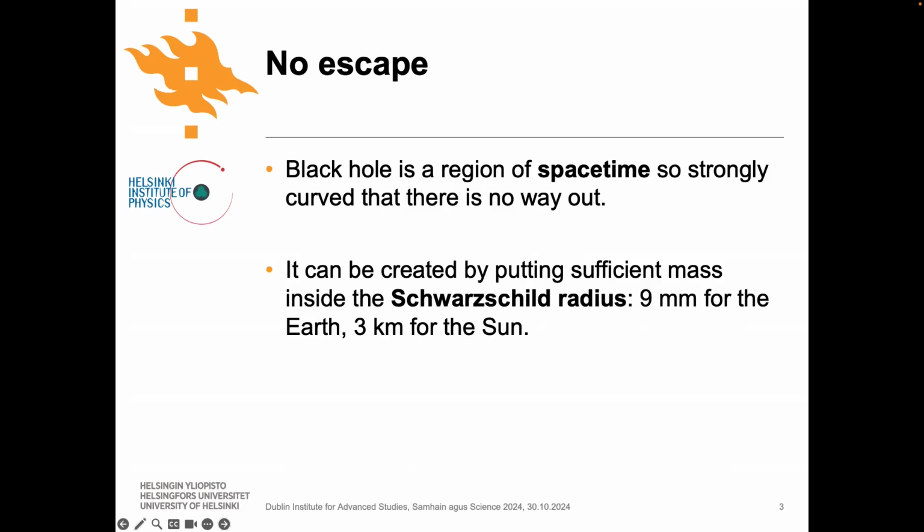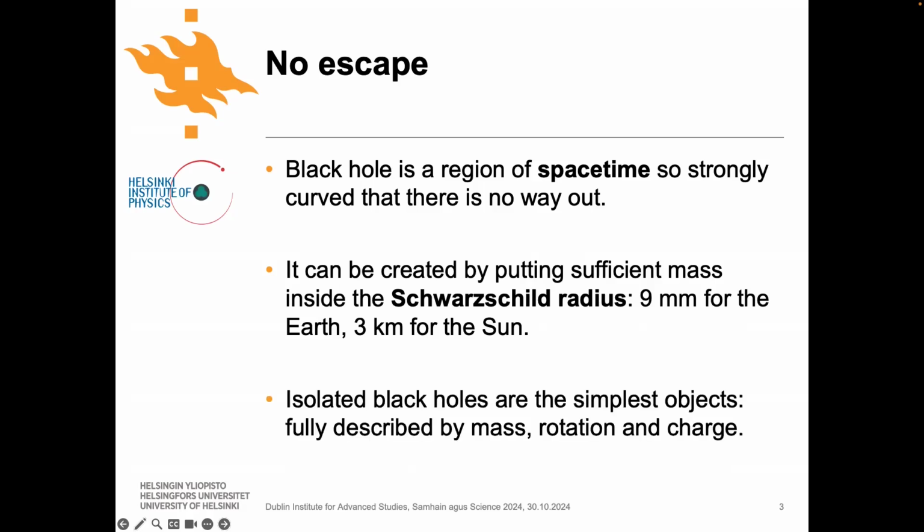This radius is called the Schwarzschild radius. And so the mass of the black hole is always proportional to its radius. So if you know the mass, you know how big it is. And black holes have many fascinating properties. I mean, probably tens of thousands of scientific articles have been written about them. But they're also extremely simple objects at the same time.